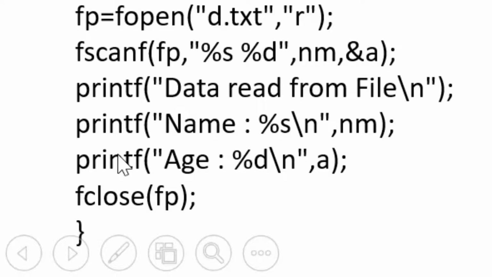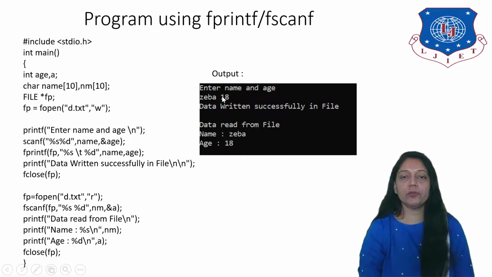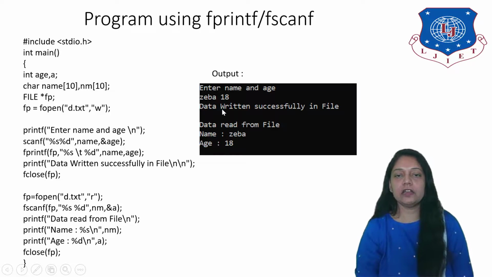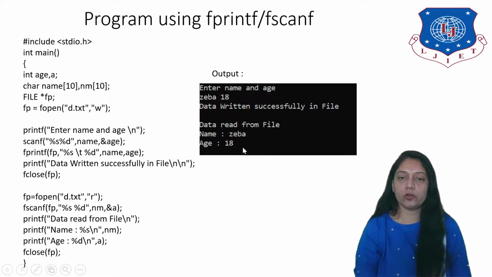Now whatever data you have read in nm and a, we want to display it onto the monitor. So use the printf statement and display it in a particular format, displaying name and age, and close the file. Okay, so when you execute the program, enter name and age. You can enter any name and age. Data written successfully in file. For this particular part, we have the output as data read from the file. The name and age have been displayed onto the screen.